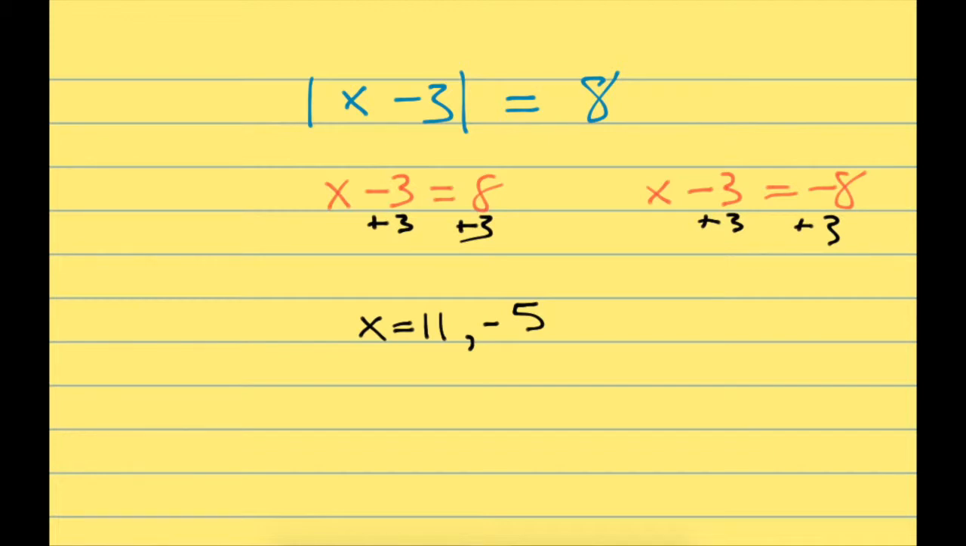And I can check, does 11 minus 3 have an absolute value of 8? Well, it is 8, so yes. Does negative 5 minus 3 have an absolute value of 8? Well, negative 5 minus 3 is negative 8, and the absolute value of negative 8 is positive 8. So that works as well.